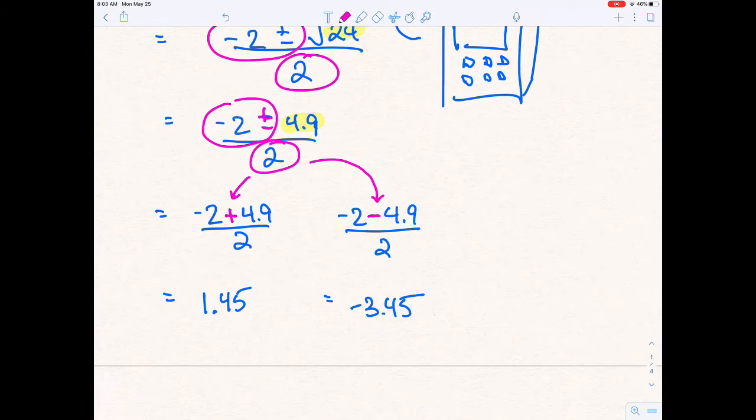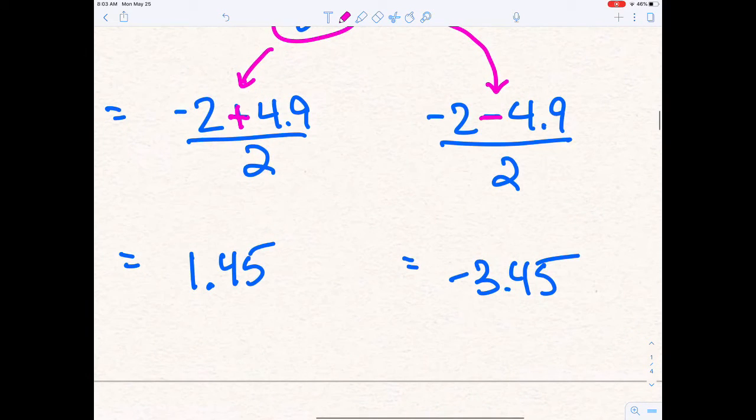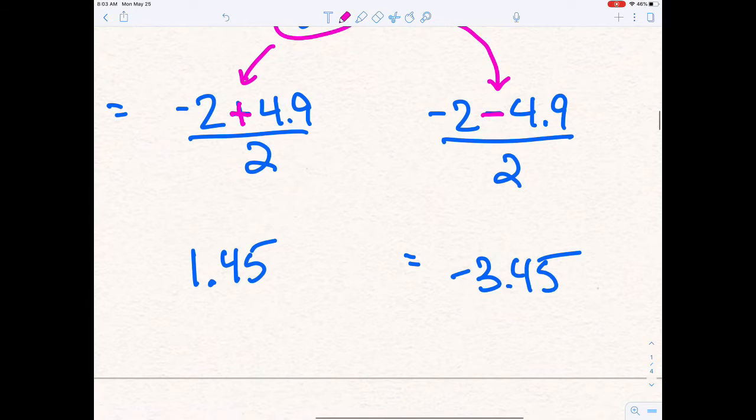Now, we just do that math. So on the left-hand side, we do negative 2 plus 4.9. We get 2.9. We divide it in half, and we get, and I should probably say this is approximately, but we're going to get the idea here, approximately 1.45.